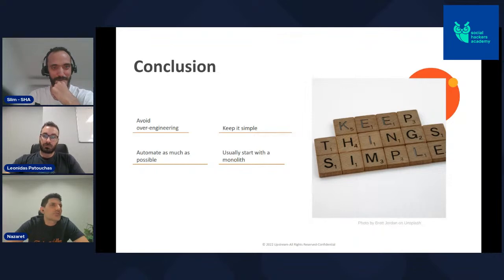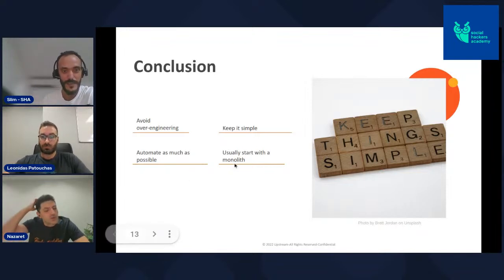Automate as much as possible, because you can't do a successful microservices implementation without automation, as we explained. And when in doubt, usually start with a monolith. I mean, you should have a strong reason to choose microservices and not a monolith, because it's much more complex. As I said, our business growth drove us towards that architecture, and it was not just a software decision.